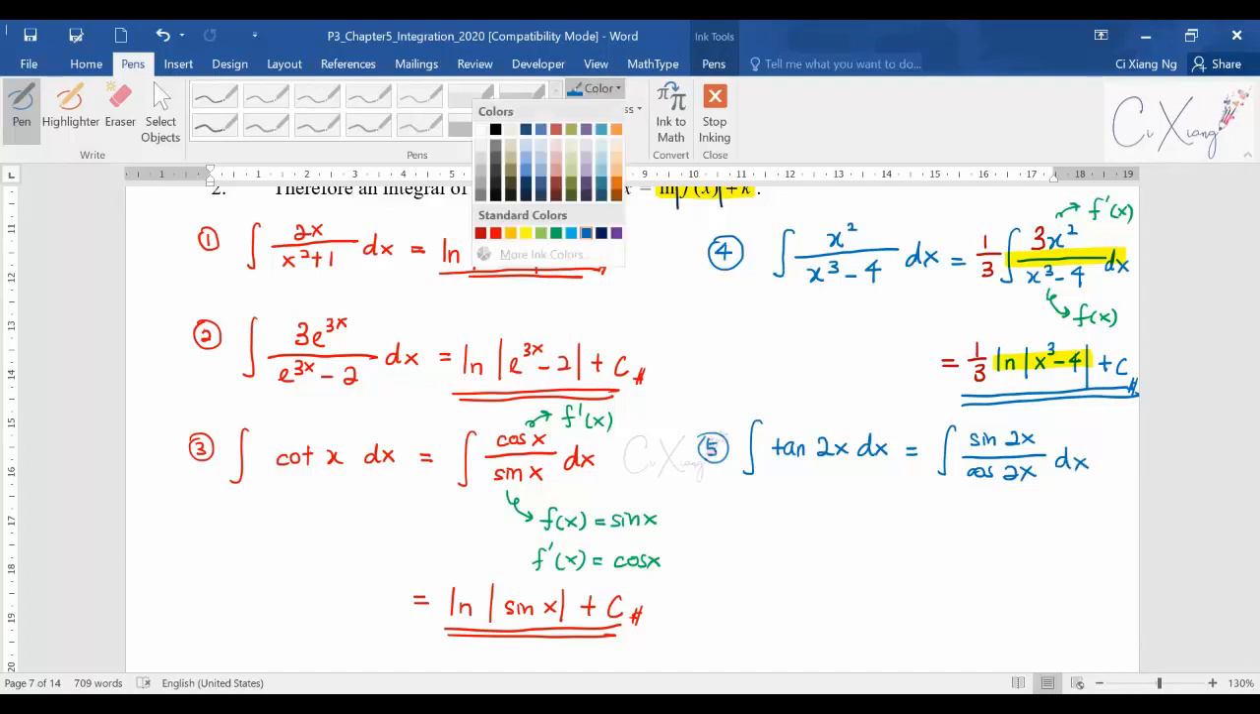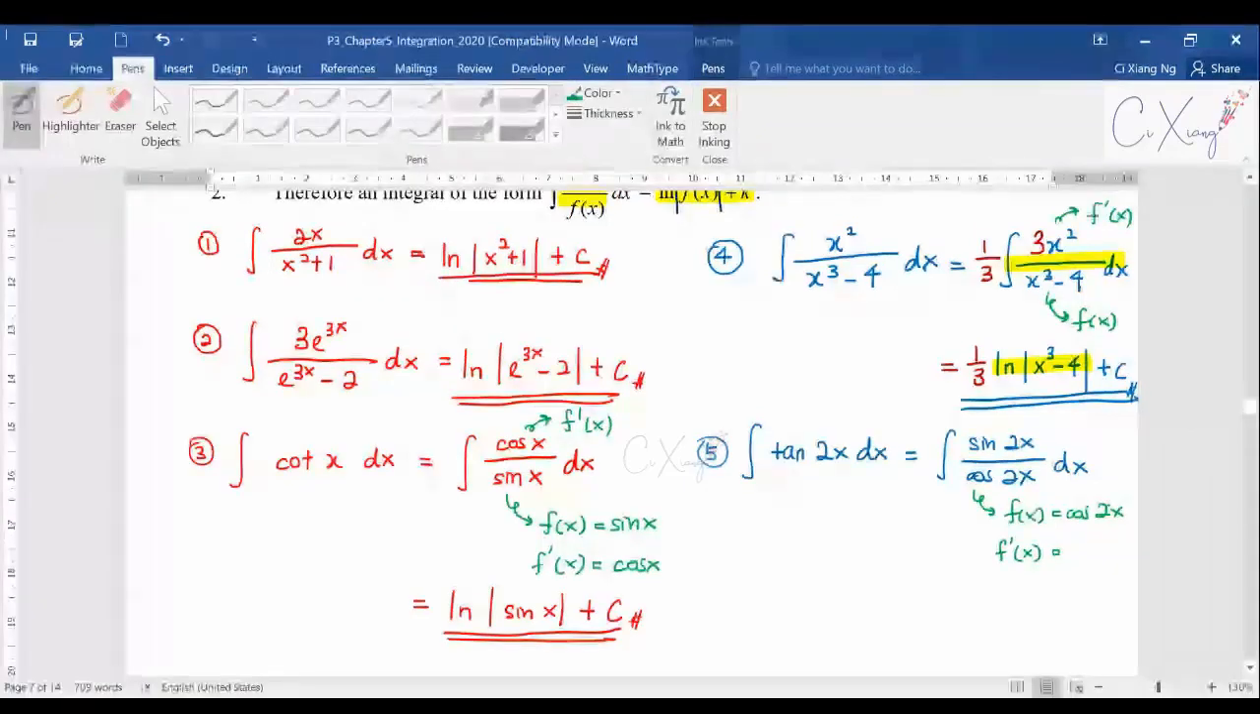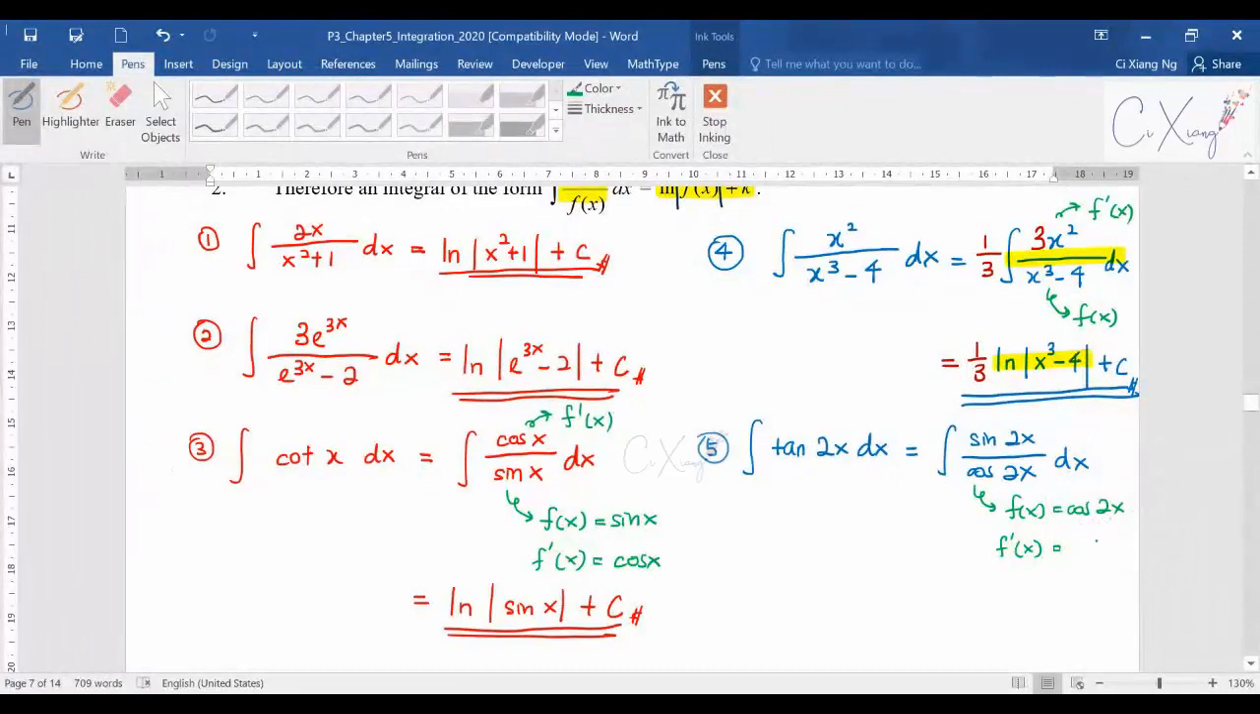Okay, so now let's double check and see. My denominator will be fx. So fx is equal to cos 2x. Okay, when you want to do the differentiation for cos 2x, what do you get? Differentiate cos, you have a negative sign. Alright, and then after that you have to differentiate the thing inside the angle. So differentiate 2x, you get a 2. And therefore you should have negative 2 sine 2x.